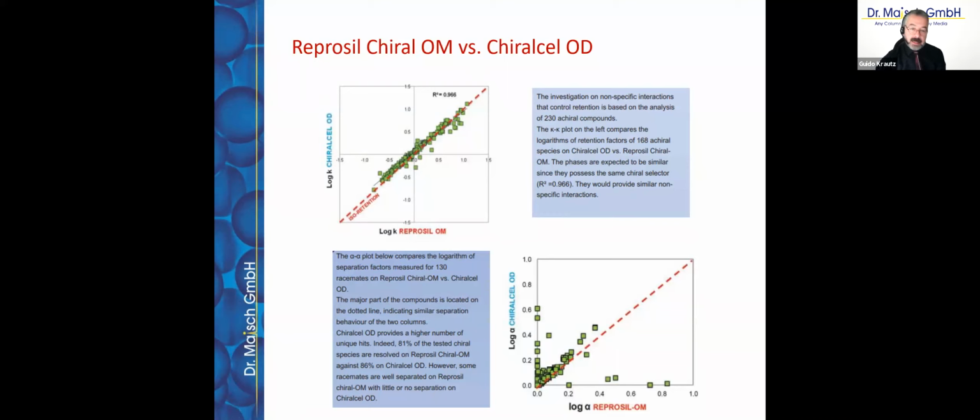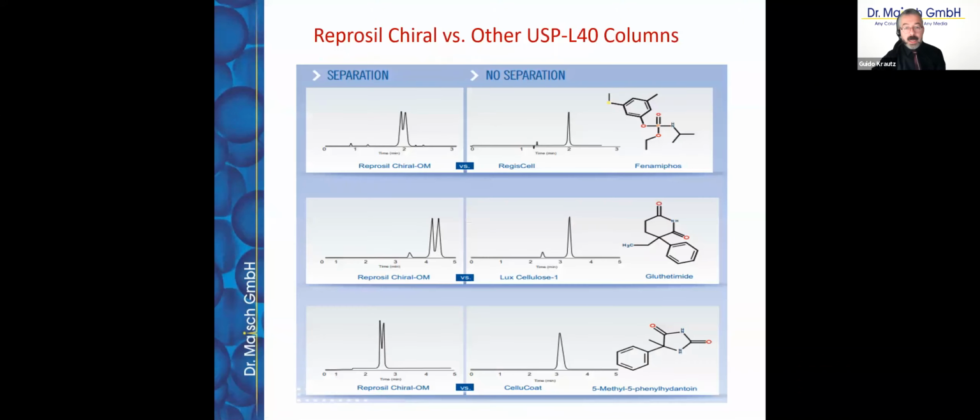However, when we look at the selectivity, the chiral selectivity, then we see some differences. So here you see the selectivity of our material versus the material from DiCell. Most points are on the dotted line, but you see some points where there is a separation on ReproSil, but not on the DiCell phase, and vice versa, even though these use the same chiral selector. And this may occasionally lead to the fact that you get a separation on one, but not on the other phase.